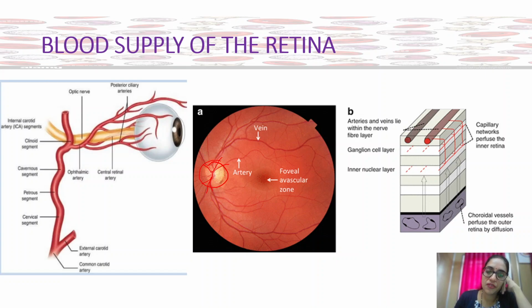These further divide and form retinal capillaries, which form a dense capillary network in two layers. One will be in the ganglion cell layer, the other in the inner nuclear layer. So the inner retina till the inner nuclear layer is supplied by the retinal circulation, whereas the outer retinal perfusion is formed by the choriocapillaries. So here you have a watershed zone.